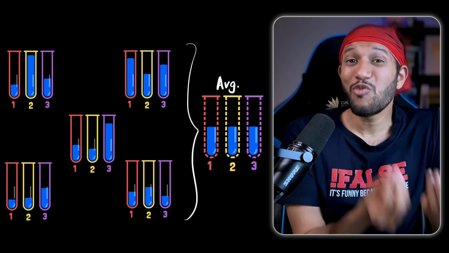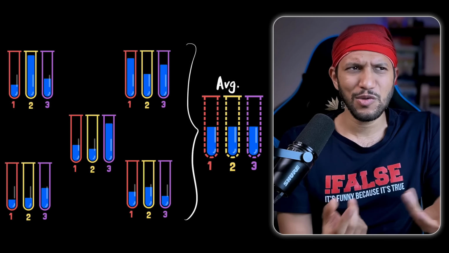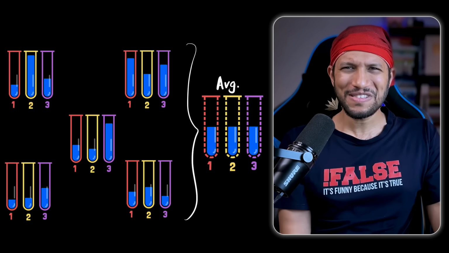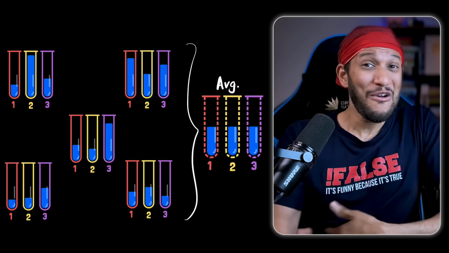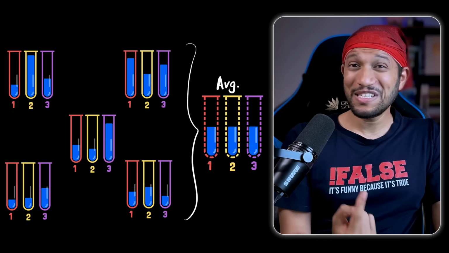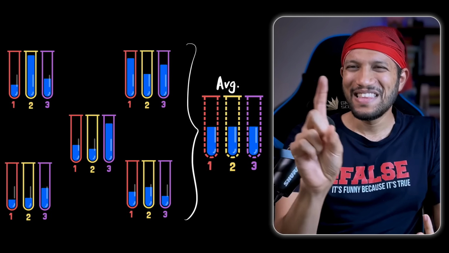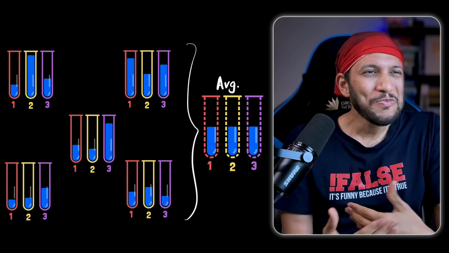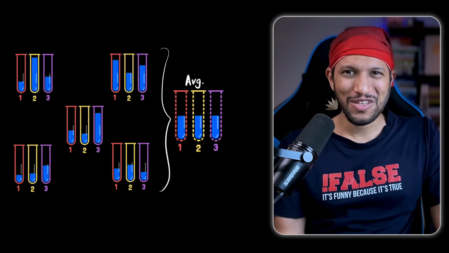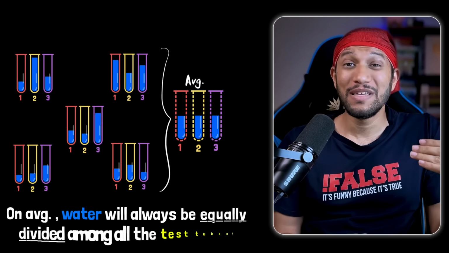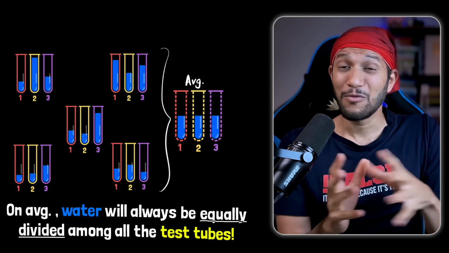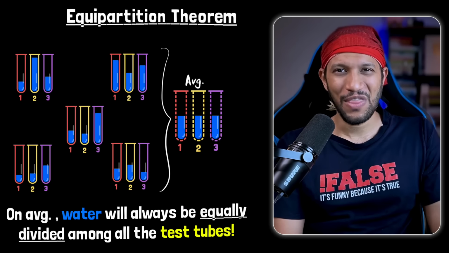The same thing's happening over here. Because there's no particular preference for any one of the test tubes, the chances of any of the test tubes being filled to any level is pretty much the same. And therefore, when you do this billions and trillions of times and you average it out, on average, the amount of water per test tube will be pretty much the same. And we can now build a theorem out of this. On average, water will always be equally divided among all the different test tubes. And we'll call this the equipartition theorem.